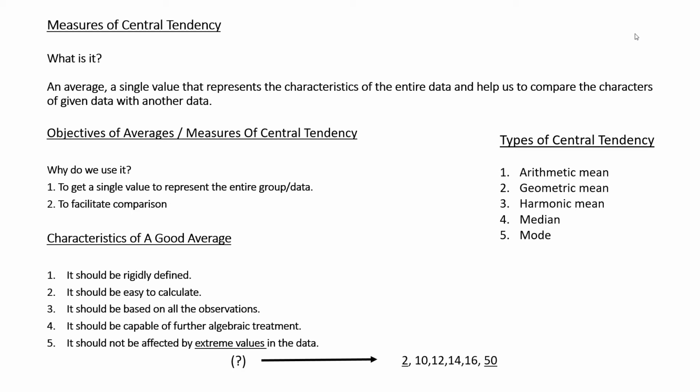So the average should be rigidly defined and the interpretation should not be different from person to person. It should not differ across individuals. What does it mean? It means that when I say average marks of your class is 60%, I mean that on an average your class has secured 60% marks.